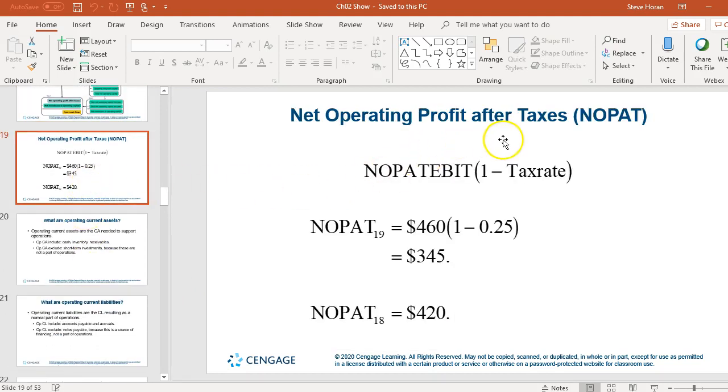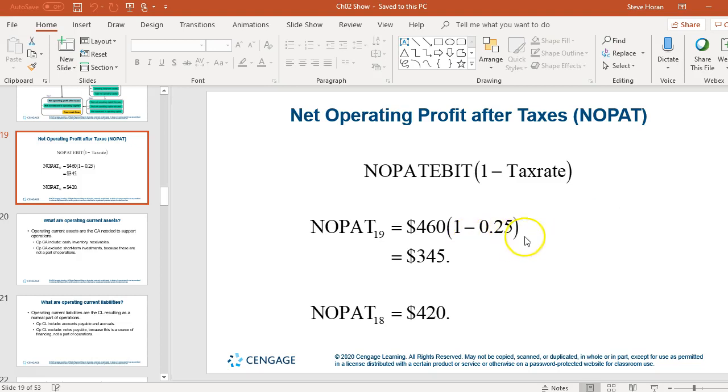And so we'll get to a few terms here. NOPAT, net operating profit after tax, is basically taking your EBIT times 1 minus the tax rate. The tax rate is 25%. I should point out that the federal tax rate is actually 21% for corporations, and it's a flat tax rate. So no matter what corporations make, they pay 21% at the federal level.